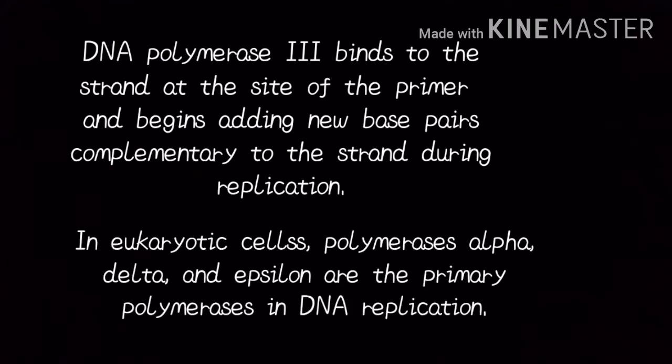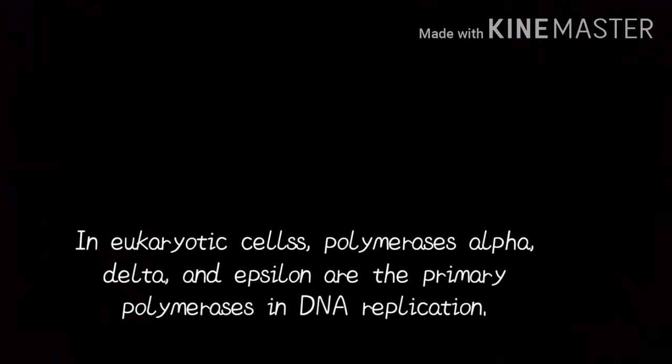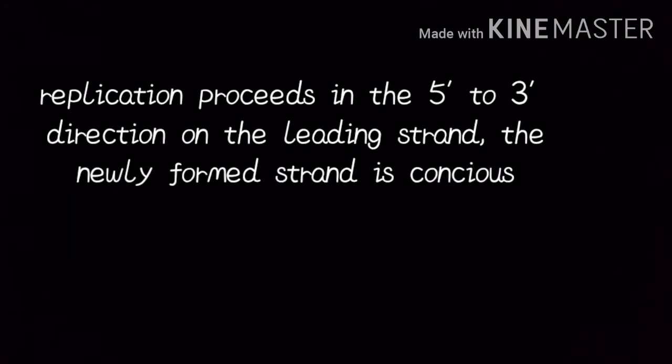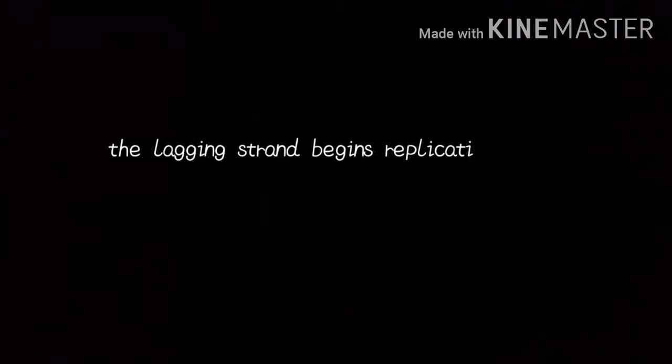In eukaryotic cells, polymerases alpha, delta, and epsilon are the primary polymerases involved in DNA replication. Because replication proceeds in the 5' to 3' direction on the leading strand, the newly formed strand is continuous.